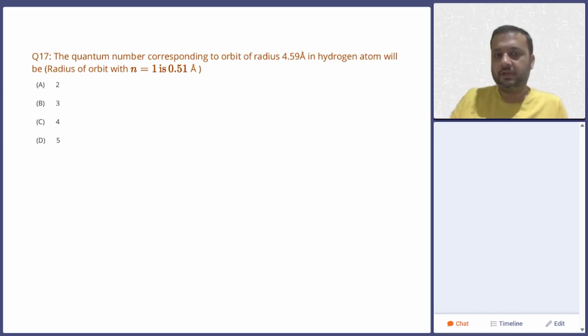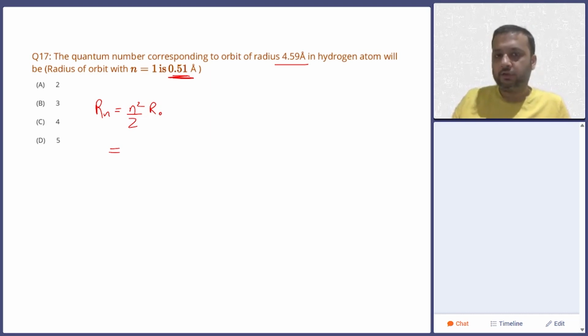What is happening here? The quantum number corresponding to the orbit of radius 4.59 angstrom in the hydrogen atom will be... Very easy question. They have given the radius. You know that the radius of the nth orbit is given by n square by Z into the radius of the first orbit, which is called Bohr's radius. Now very easy question, r naught value is given as 0.51.